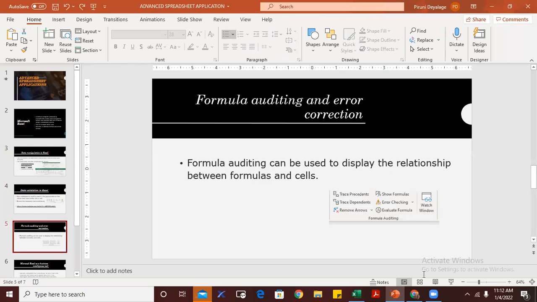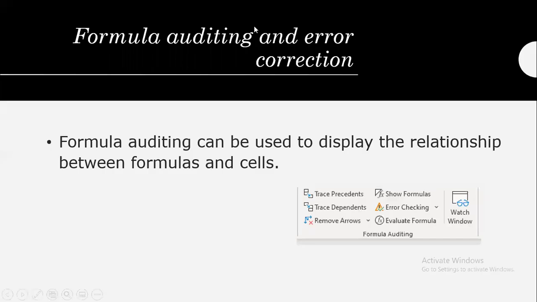So the next one. Next we have, so this is a new area, right? We did not discuss this earlier. That is formula auditing and error correction, right? So let's see what this formula auditing is. Now here it says formula auditing can be used to display the relationship between formulas and cells, right?